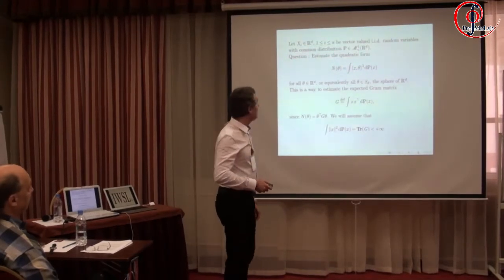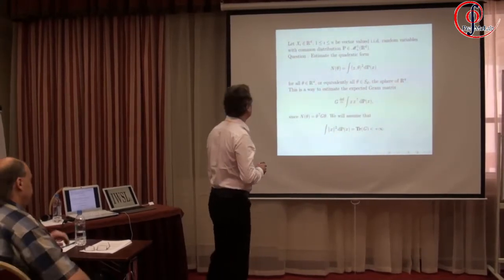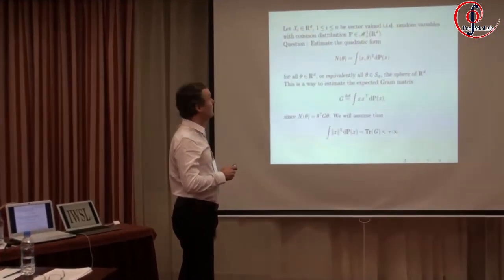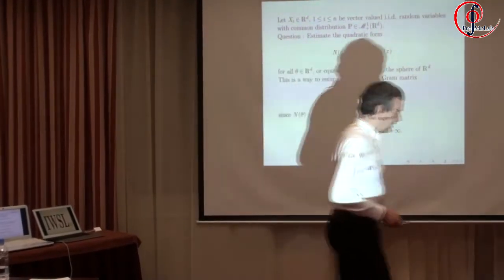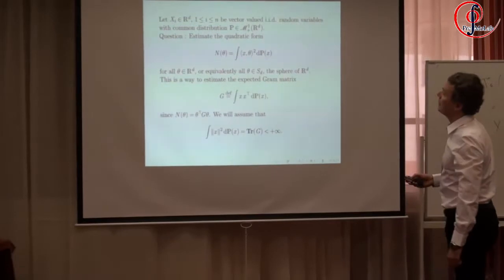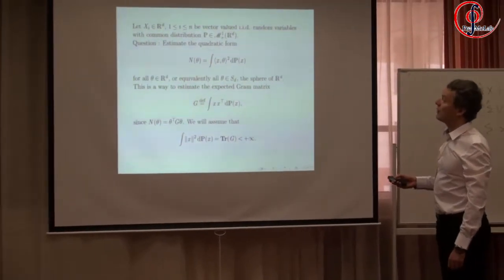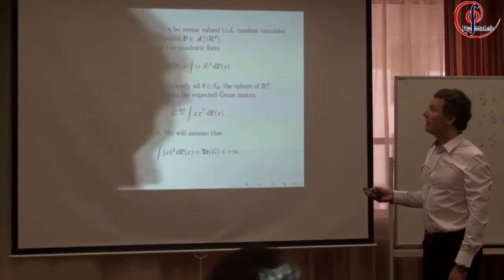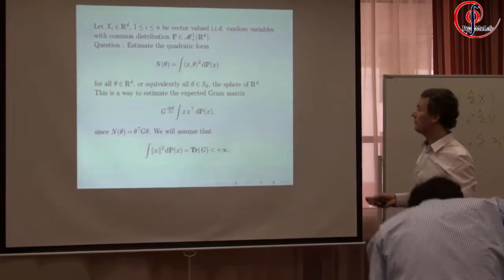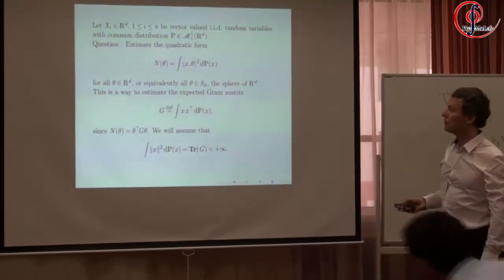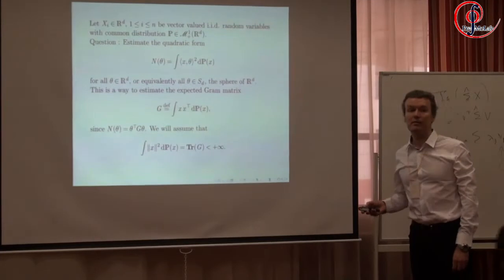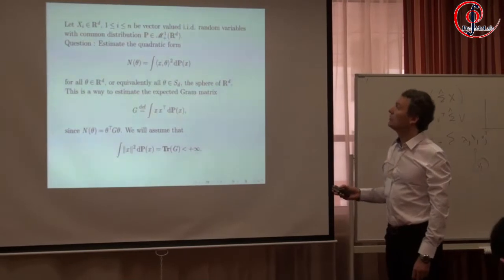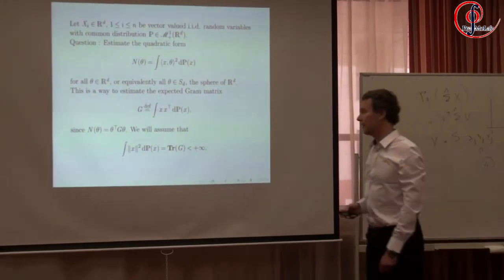So I consider IID vector valued random variables Xi, and I would like to estimate the quadratic form that is related to the Gram matrix, that is the expectation of the scalar product between X and theta, of X squared, in each direction theta. So of course this is some way to estimate the expected Gram matrix, that is the expectation of X X transpose under the marginal distribution of Xi.